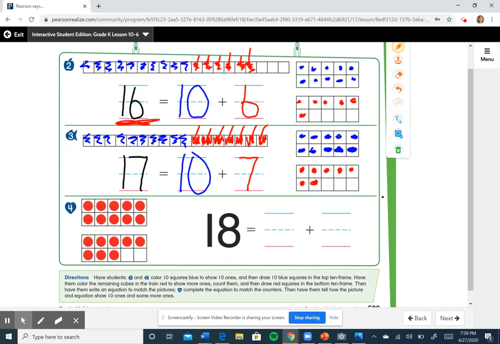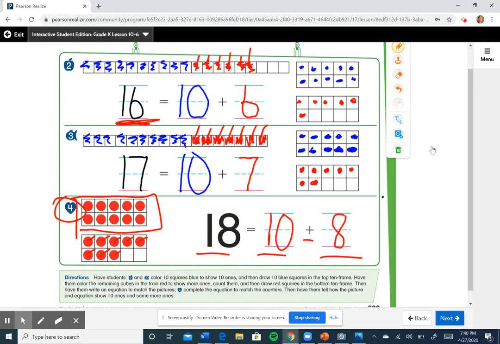Excellent. Now on number 4, it's a little review. We know how many are in this first 10 frame. 10, because it's all filled, so you shouldn't even have to count. 10. How many are in the second 10 frame? Let's count. Ready? 1, 2, 3, 4, 5, 6, 7, 8. 18 equals 10 plus 8. Awesome. Excellent job.